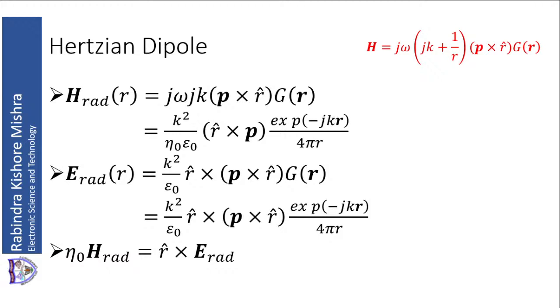So up to now we have seen the generalized expression for the electric field and magnetic field for a Hertzian dipole. Then from that we drop the near field terms which are dropping faster than 1 by r, and we have found out what are the radiated electric field and what are the radiated magnetic field, and then we have found out what is the relationship between them. So this is the generalized expression for Hertzian dipole.